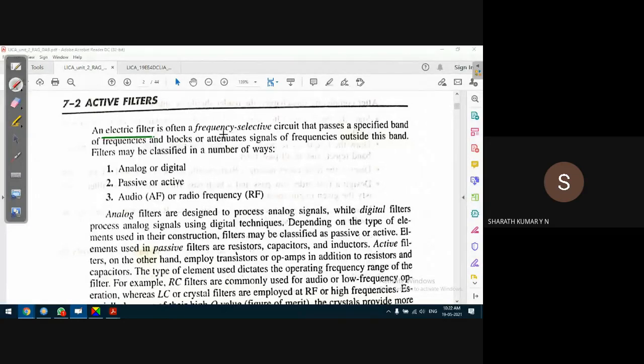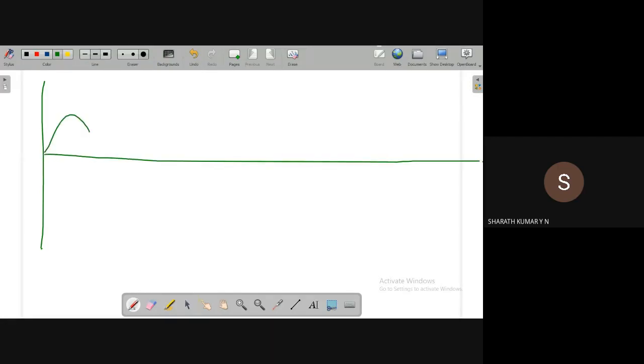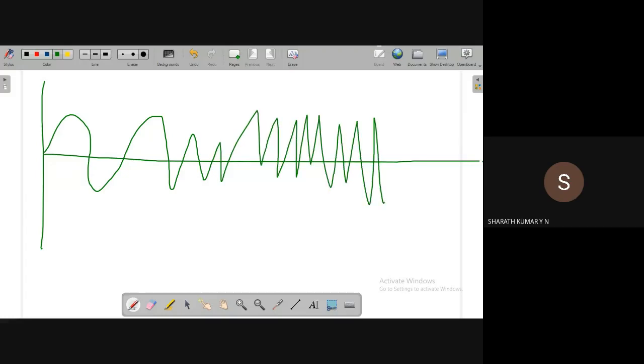A band-pass filter is often a frequency selective circuit that passes a specified band of frequencies and blocks or attenuates signals of frequencies outside this band. What does it mean? Let us say I have signals of various frequencies, for example, low frequency and high frequency signals.